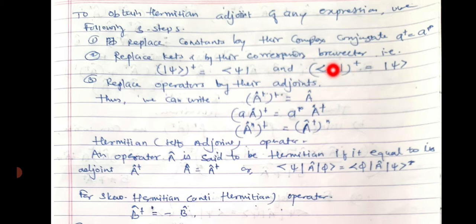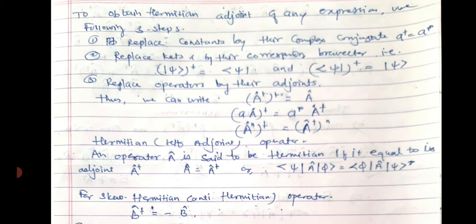And if we take the Hermitian adjoint of that operator, then that operator becomes the vector again. Third, replace operators by their adjoints. So we can write A dagger, that is the adjoint of operator A, and its adjoint is again the same operator. Then for a small a into A cap, its adjoint is a star into A dagger. Then for A raised to n, its dagger is A dagger raised to n.